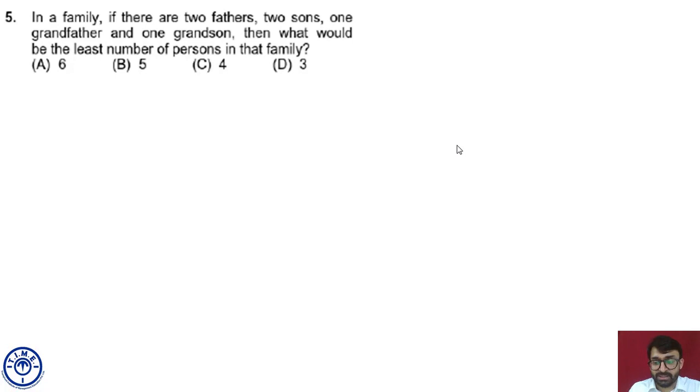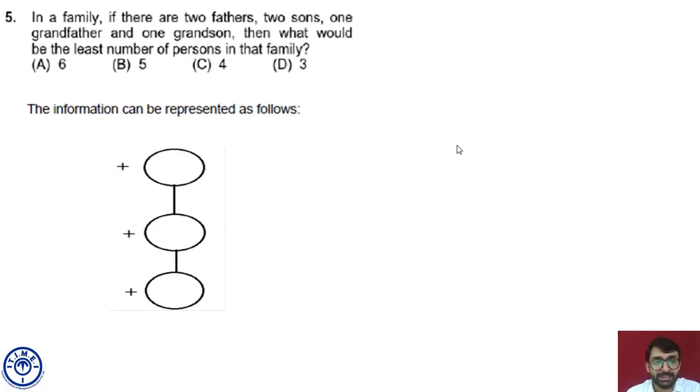So if I make 3 circles with plus signs, and I read the question one more time, the topmost circle is the grandfather, the middle circle is the father, and the bottommost circle is the grandson. So there are 2 fathers, the first 2 circles, 2 sons, the second 2 circles, 1 grandfather, the topmost circle, 1 grandson, the bottommost circle. So this can be achieved with 3 male members. So there can be a minimum of how many people in the family? 3 people. Is that okay? Fine with this? Let's move ahead with the next question.